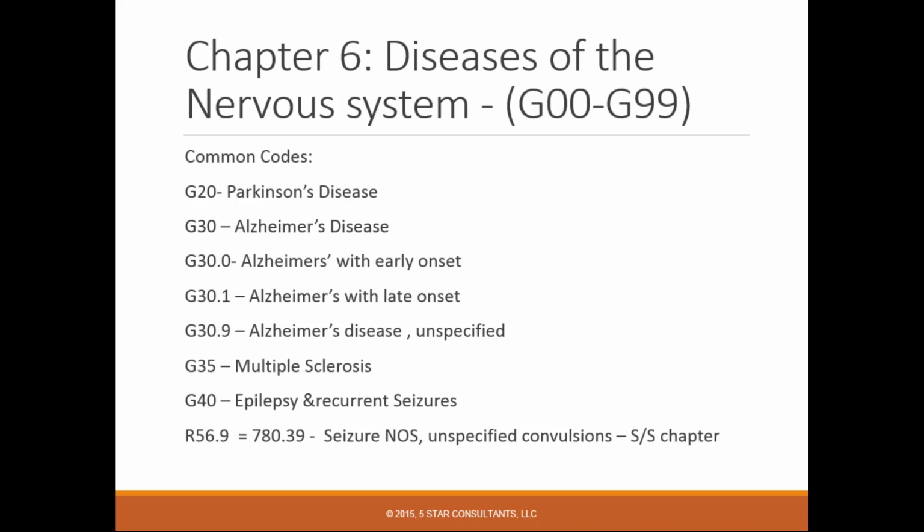G35 is our MS. G40 is epilepsy and recurrent seizures. But like it is in ICD-9, that's not our seizure disorder where we have no specific diagnosis. Today we put 780.39 for seizures that don't have an underlying diagnosis, and that will continue as a symptom code as R56.9. If you have specific documentation or diagnosis of epilepsy or any of the other seizure disorders, then you would go to G40.